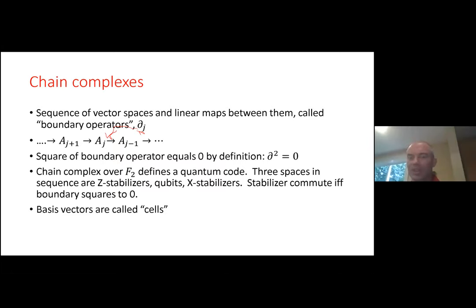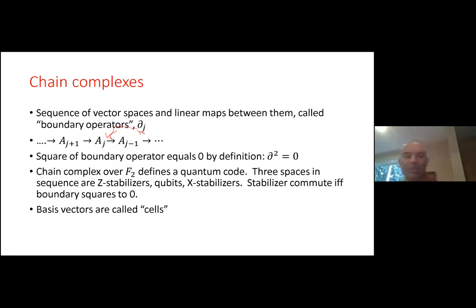The entries of this matrix will tell you, for the map from Z stabilizers to qubits, there'll be a one if that particular Z stabilizer acts on that qubit. And similarly, for the map from qubits to X stabilizers, there'll be a one if that particular qubit is in that X stabilizer. That's the relation. The boundary map is read off exactly from the stabilizers of the code. And the basis elements of these vector spaces all correspond to choices of Z stabilizers, qubits, and X stabilizers.